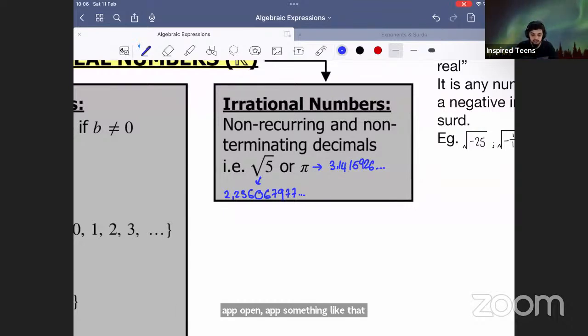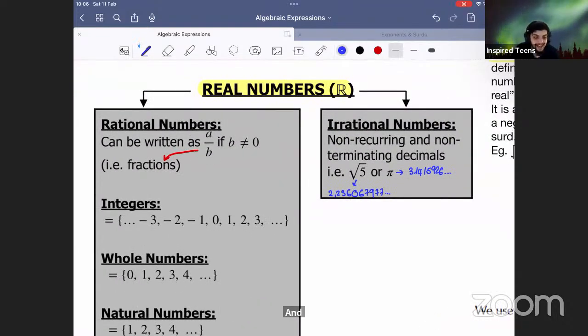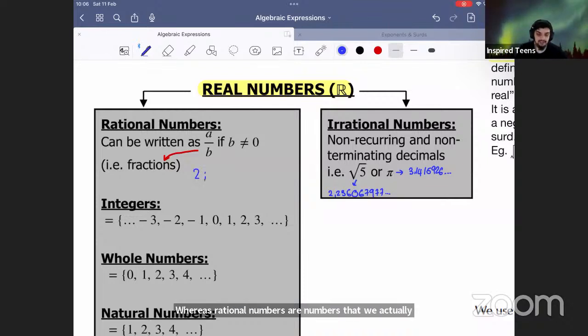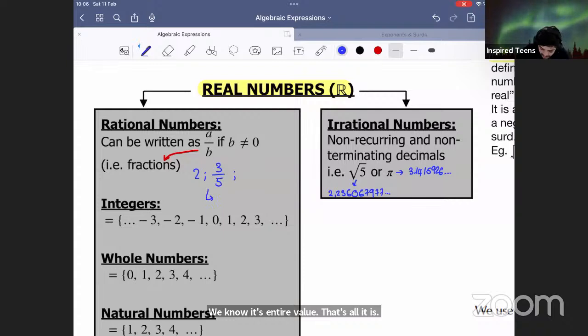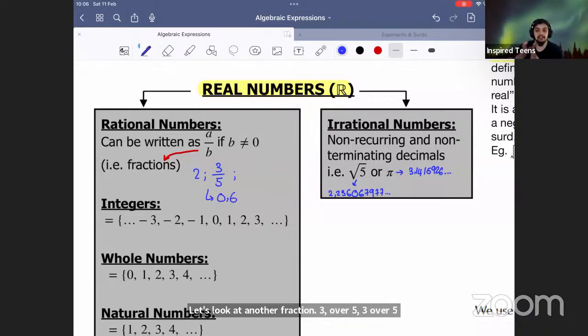Those are irrational numbers, whereas rational numbers are numbers that we actually know the entire value of. An example is 2. There's nothing more to 2. 2 is 2. We know its entire value. Let's look at another fraction, 3/5. If we write it as a decimal, it is 0.6. That's it. It doesn't have any non-recurring decimals, so it is not irrational. It is a rational number. We know the entire value of that number. 20.5: again, it's a decimal, but it's not non-recurring, so we can write it as a fraction.